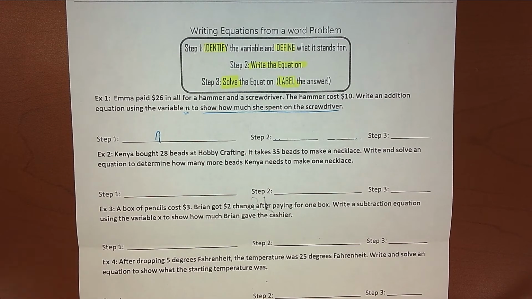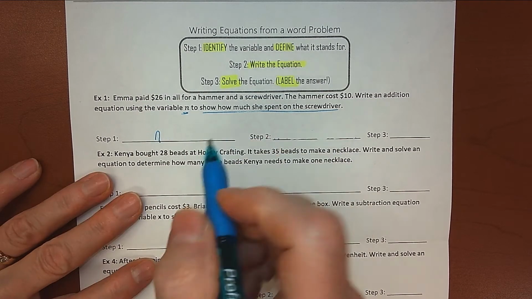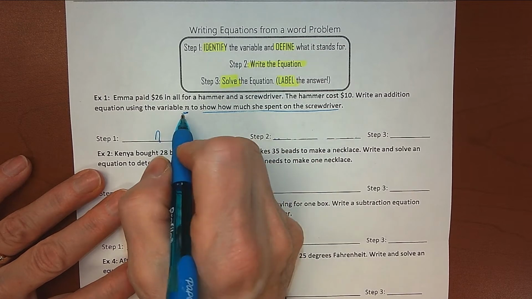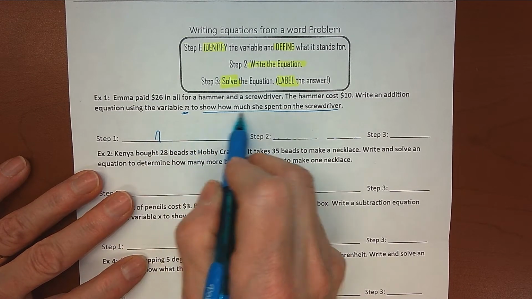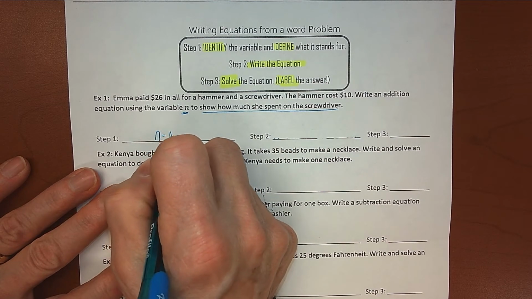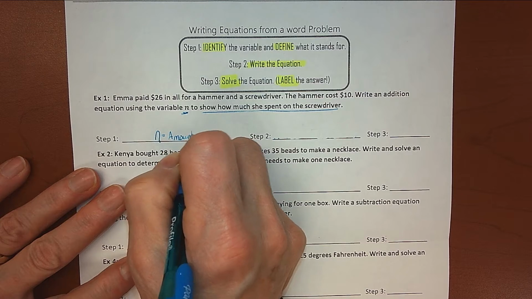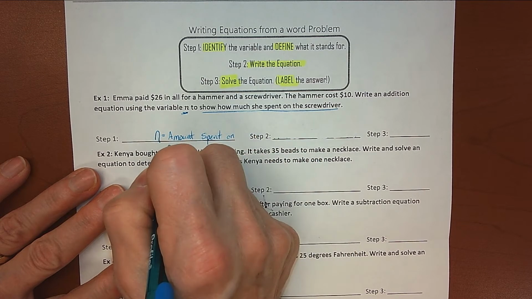It says Emma paid $26 in all for a hammer and a screwdriver. The hammer cost $10. Write an addition equation using the variable n to show how much she spent on the screwdriver. So we know n, and the problem will tell us what n should stand for. It's usually what we're going to figure out, right? So n is going to be how much Emma spent on the screwdriver. So this will be the amount spent on the screwdriver.